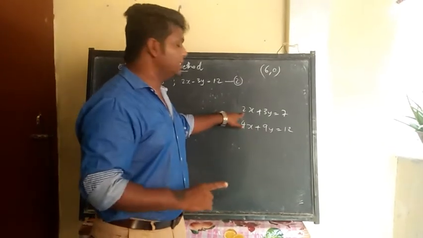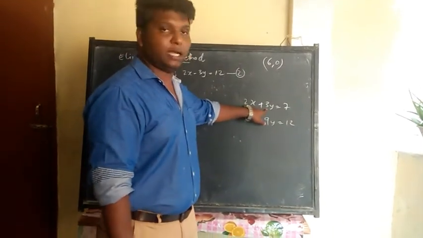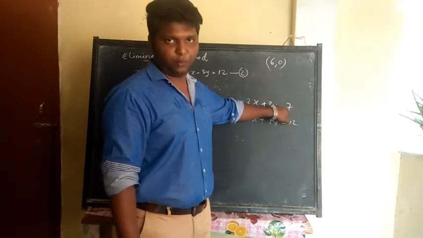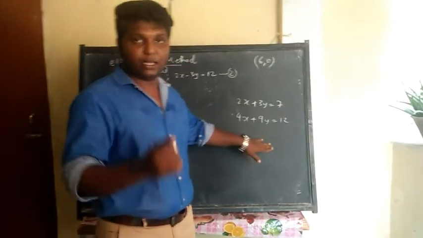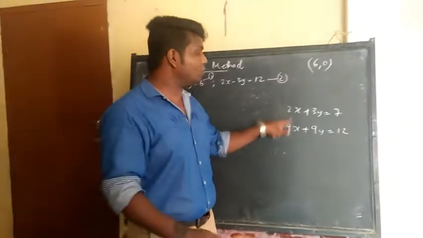यानी कि ये पूरा इक्वेशन अगर आपने 3 से मल्टीप्लाई किया तो इधर ये हो जाएगा 6x, ये हो जाएगा 9y और ये हो जाएगा 21. एक नया इक्वेशन निकल आएगा. वैसा दोनों को बराबर करना है.